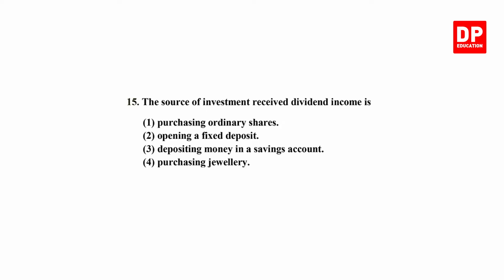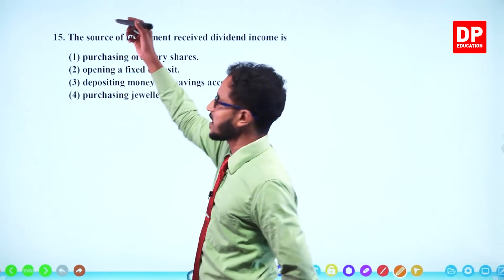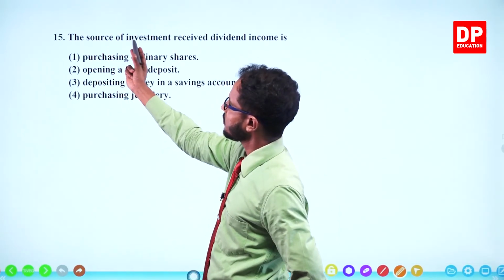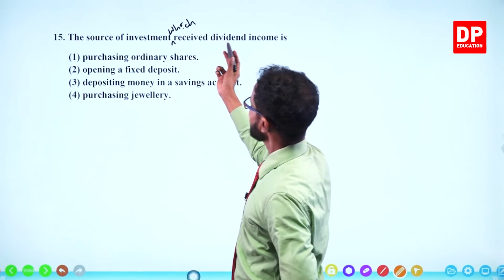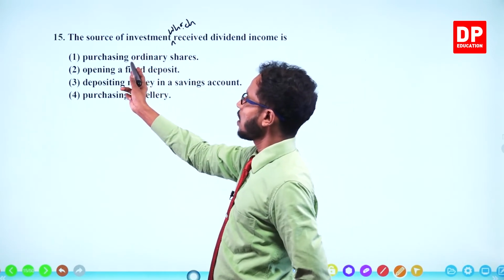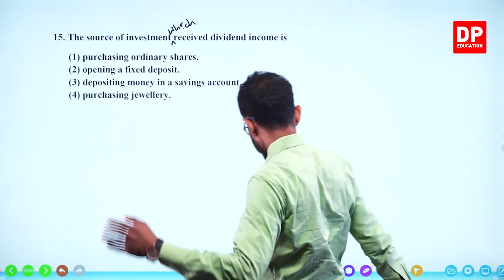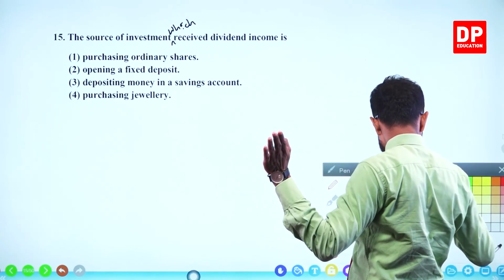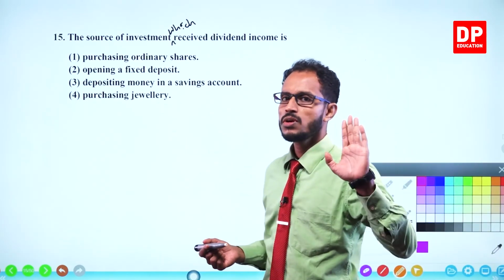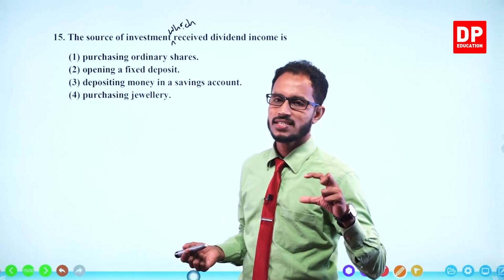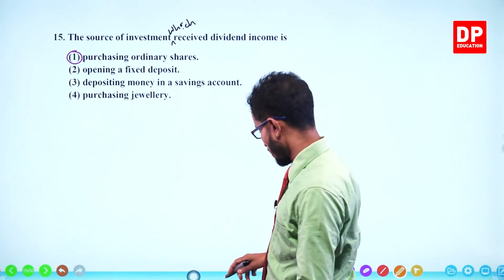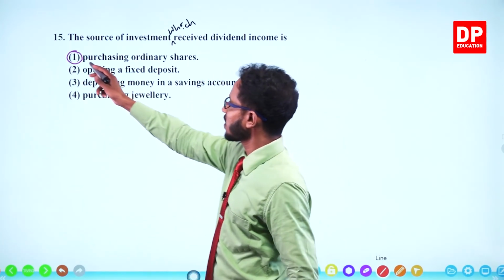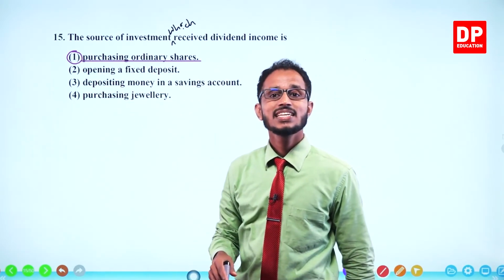The source of investment which received dividend income is, adjust the question like that. It's easy. There is no other source of investment that gives you dividends. The dividend income is only given for investing in shares. Dividends are received only for investing in shares.